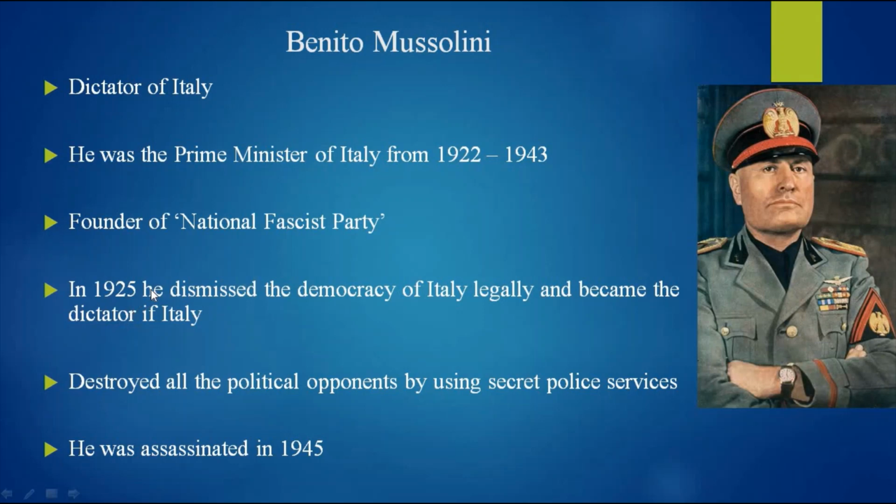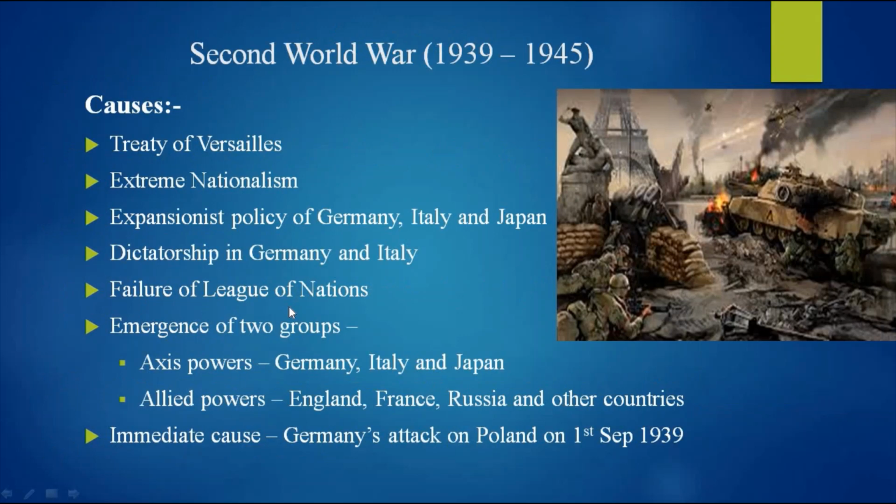In 1925, he dismissed the democracy of Italy and legally became the dictator of Italy. He destroyed all the political opponents by using the special police service called black shirts. And in the Second World War, he was assassinated in 1945. So because of these two dictators, the Second World War started. So let us discuss the Second World War, 1939 to 1945.